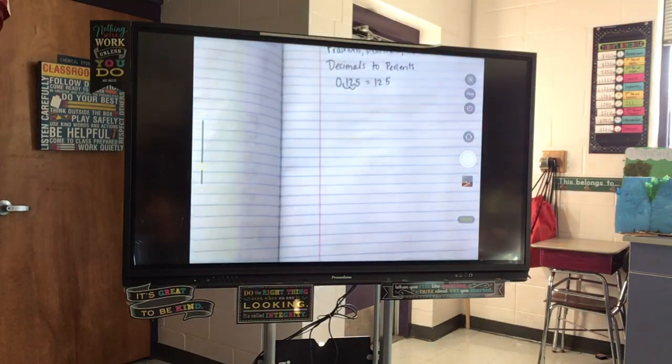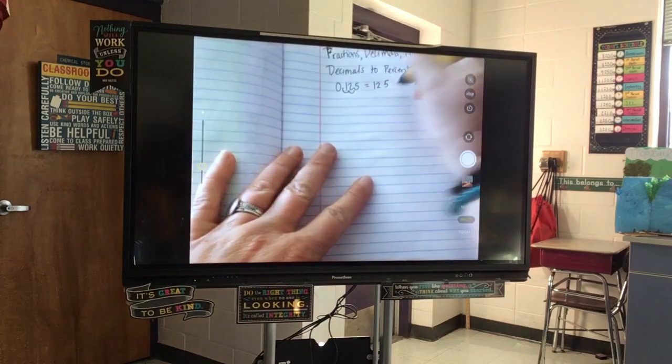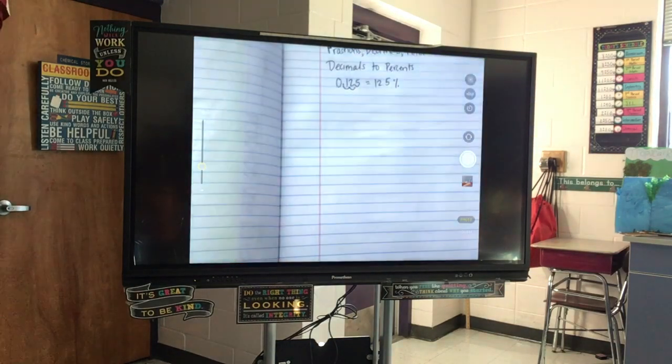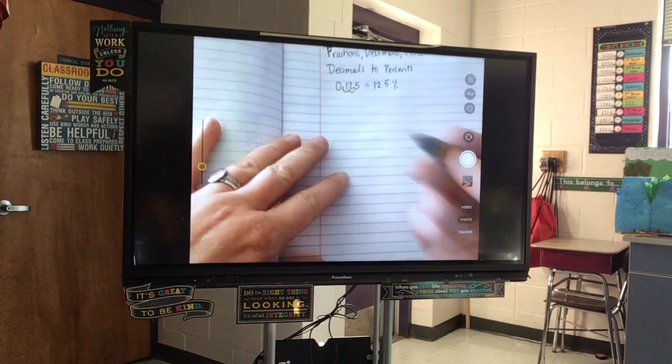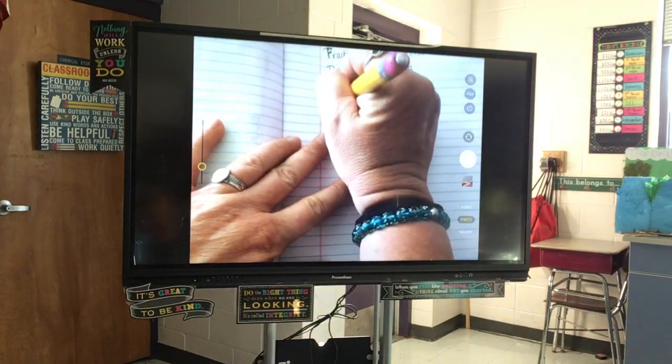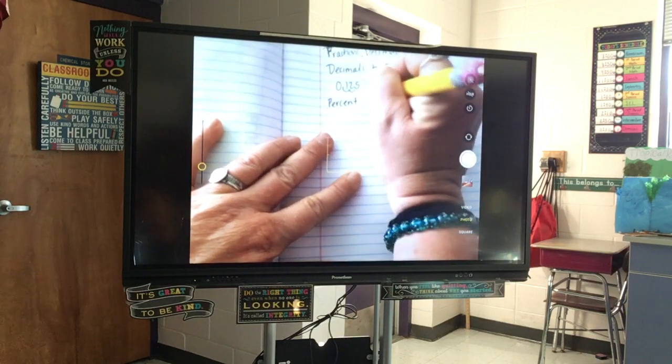as a decimal, and you're adding what to it? If we're going from a decimal to a percent, what do we have to add at the end? Remember? Percent sign. Percent sign. That is how easy it is to go from a decimal to a percent. Not bad, right? No math. Simple.